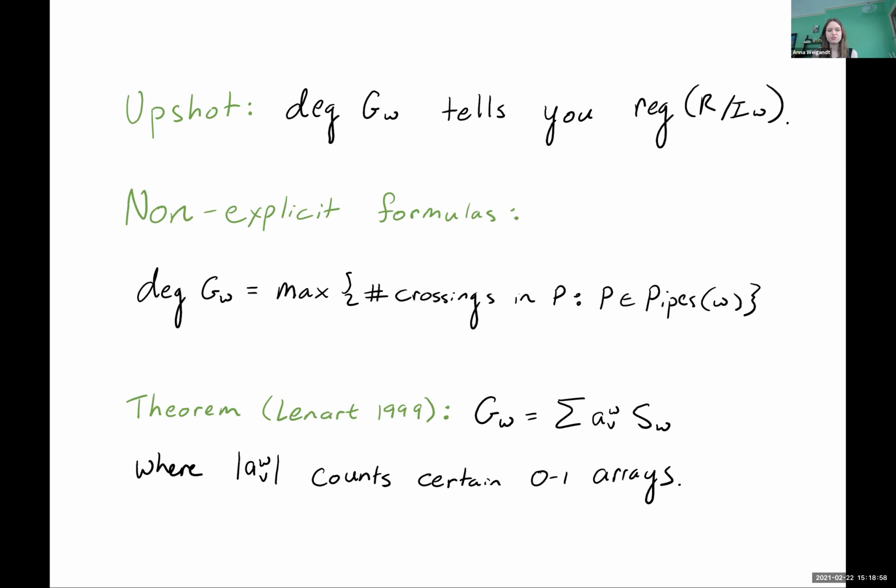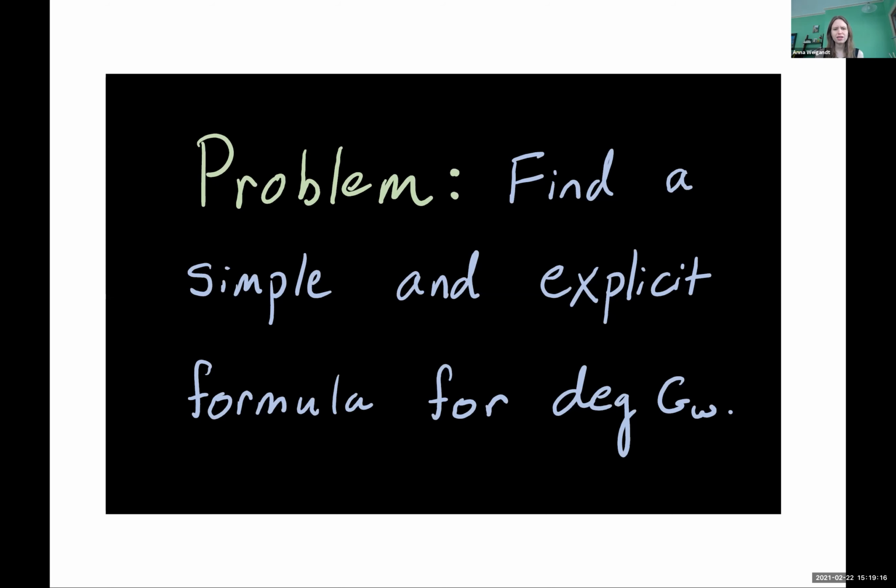There's also a theorem of Leonard, which tells you how to expand a Grothendieck polynomial into Schubert polynomials. But these coefficients are given by certain 0-1 arrays that to me still feel very much like pipe dreams. So it's just trading difficulty in a certain way. So the motivating problem for the work that follows is to find a simple and explicit formula for the degree of the Grothendieck polynomial.